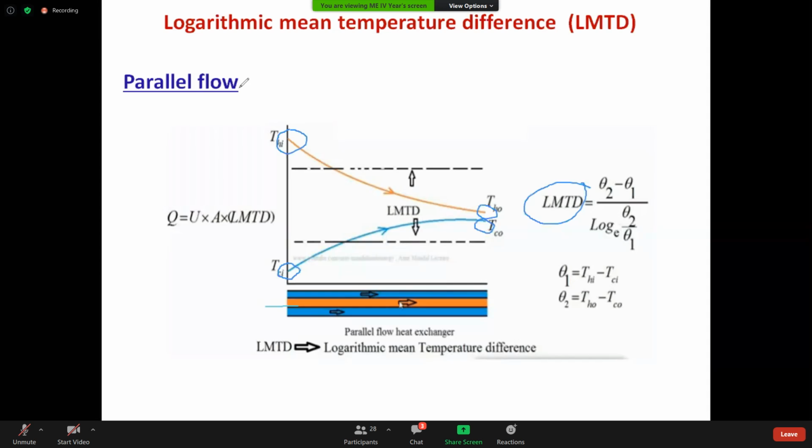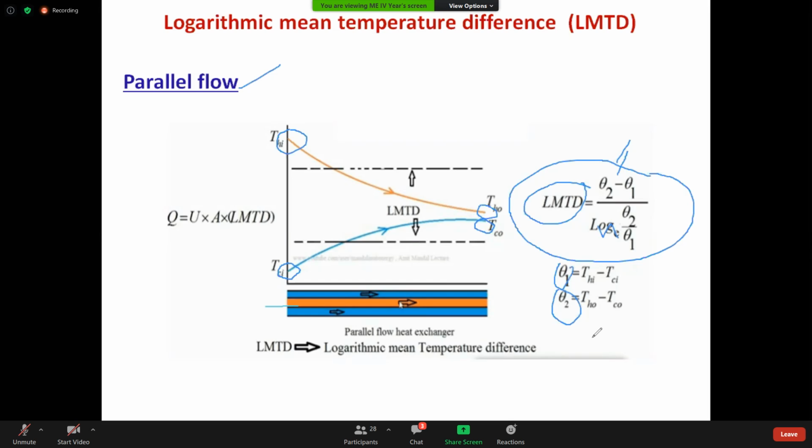For parallel flow, the LMTD is different, and for counter flow the LMTD is different, but the formula is the same. The LMTD for parallel flow and counter flow is theta 2 minus theta 1 divided by ln theta 2 by theta 1. Whether parallel flow or counter flow, it is the same. But what are theta 1 and theta 2? They are one way for parallel flow and another for counter flow.